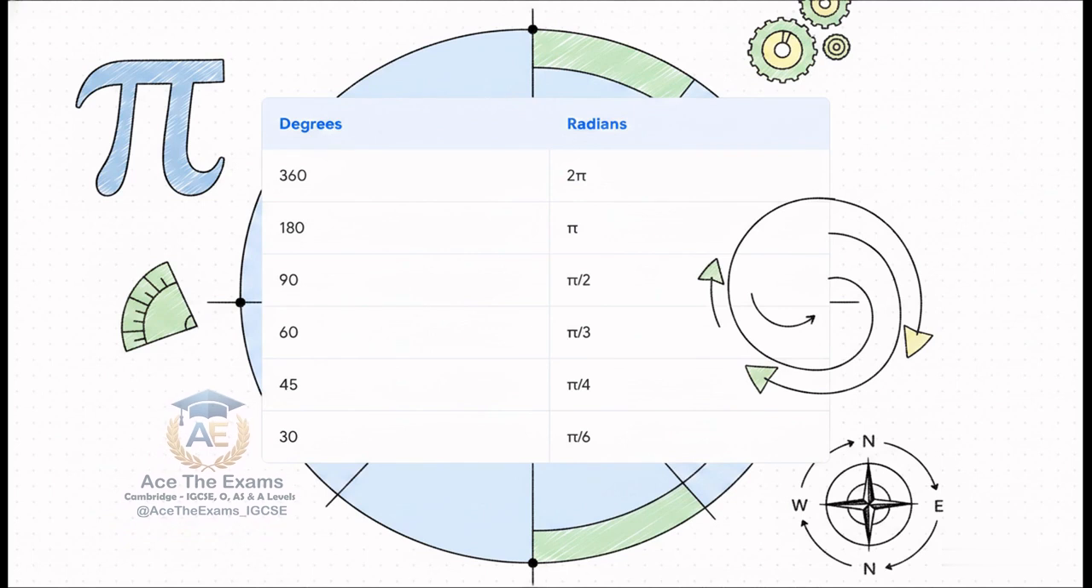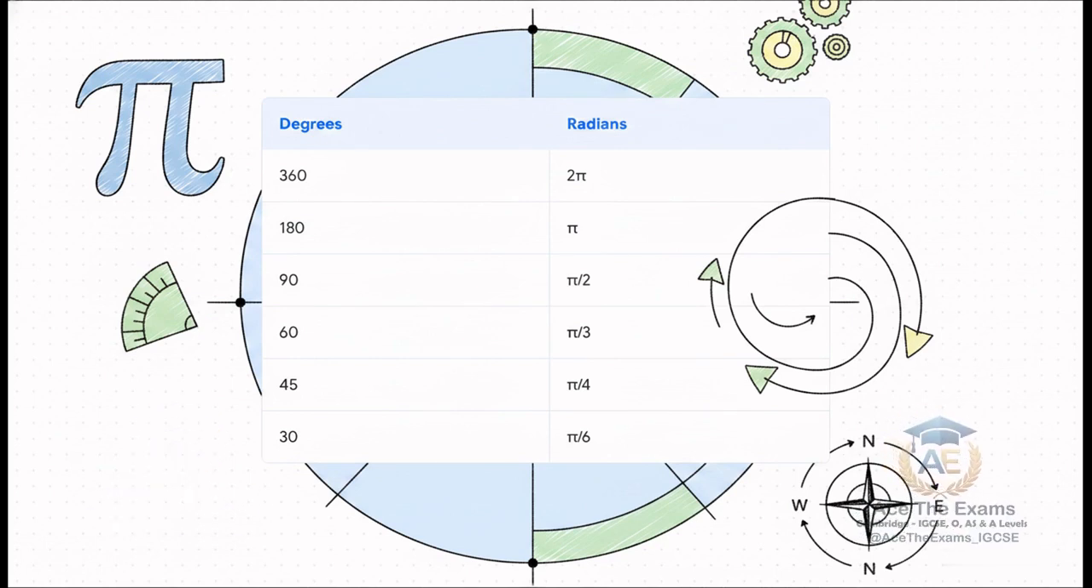Half of 180 is 90 degrees, so that's pi over 2 radians. A third of 180 is 60 degrees, so that's pi over 3. 45 degrees is pi over 4, and 30 degrees is pi over 6.